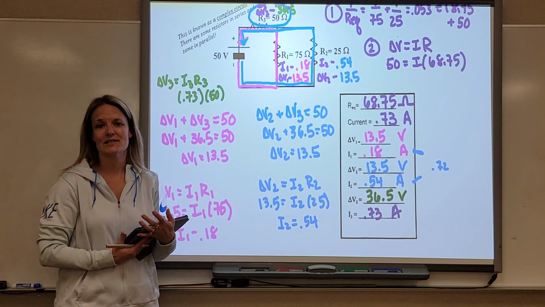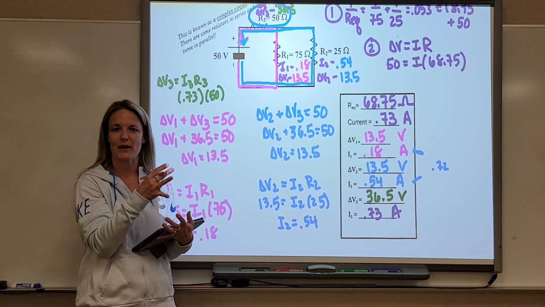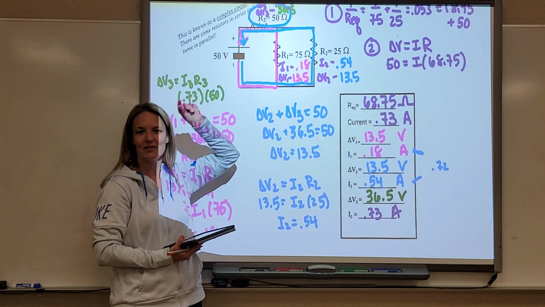All right, this is our goal for this week, to make sure we know how to do the easier series and the parallel, and then to be able to combine the two.